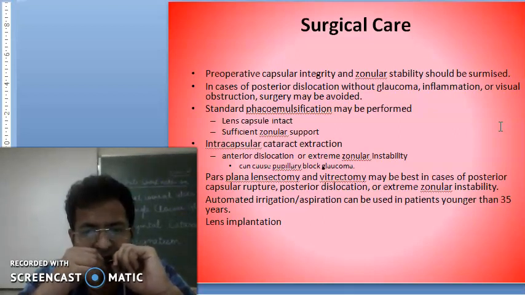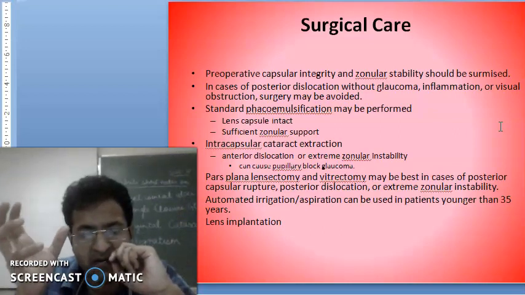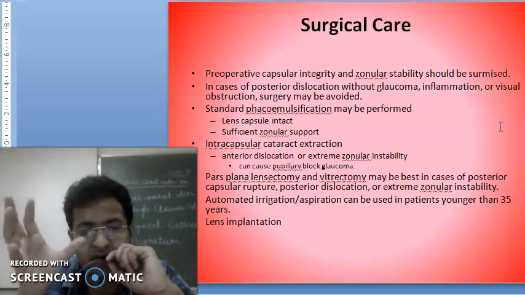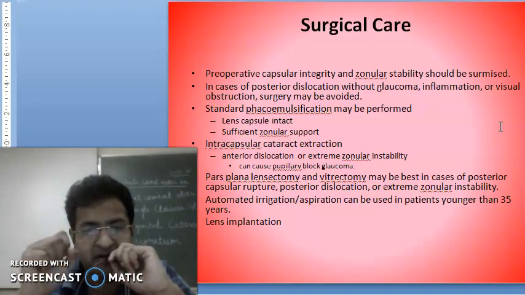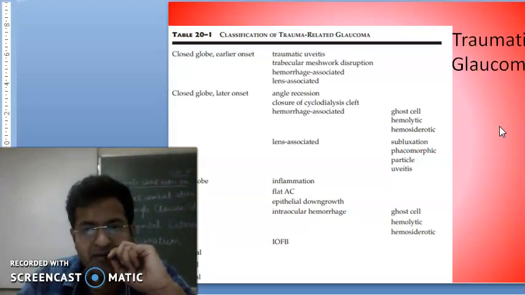Automated irrigation or aspiration can be used in patients younger than 35 years because in those patients the nucleus is not hard after the trauma. It is just an intumescent white cataract and not a white hard cataract in such patients. And after the cataract removal, we have to implant the lens.